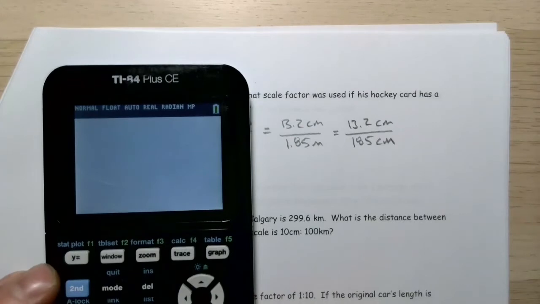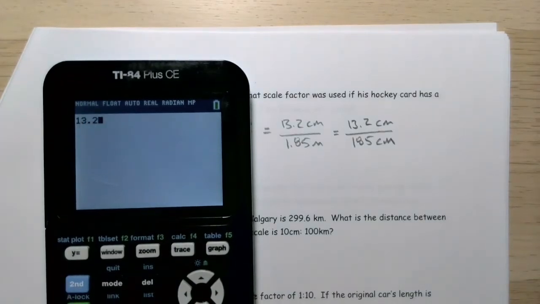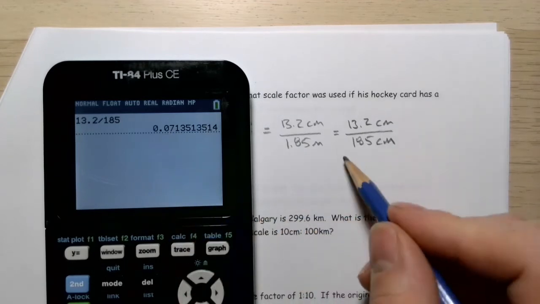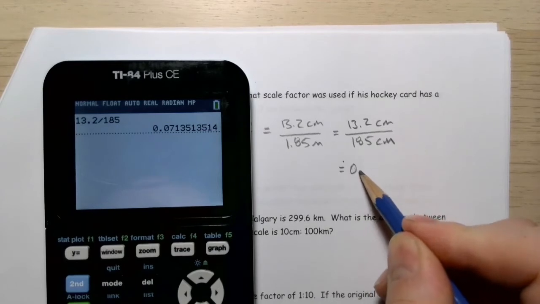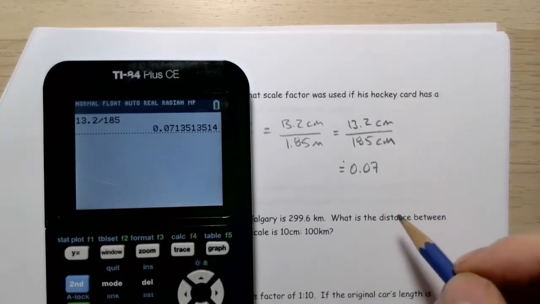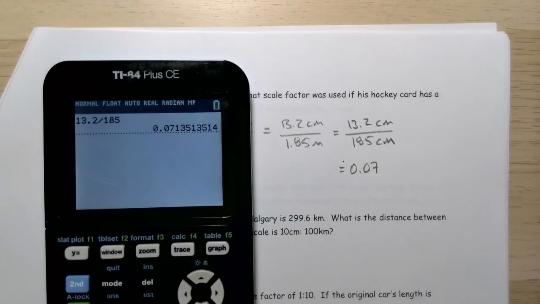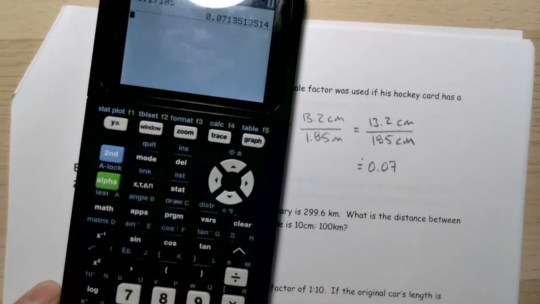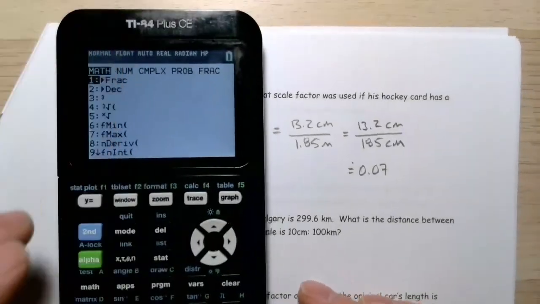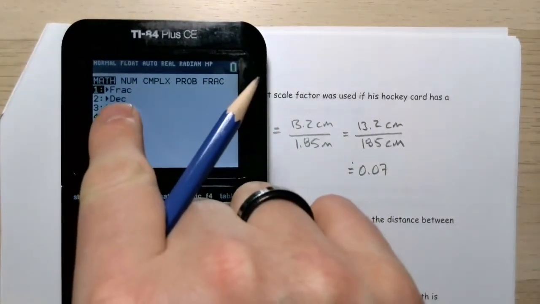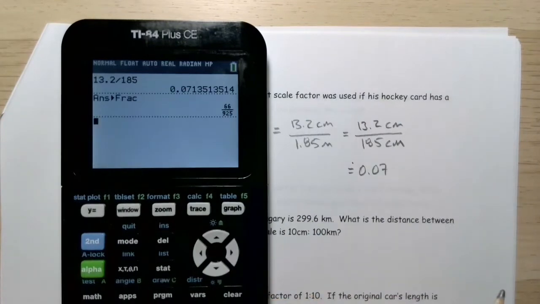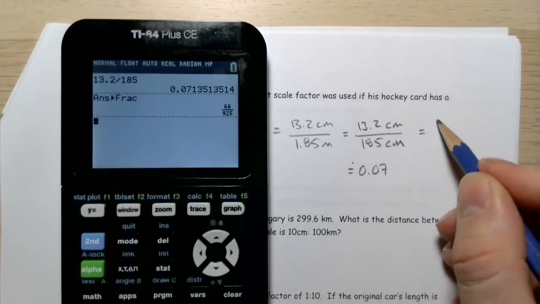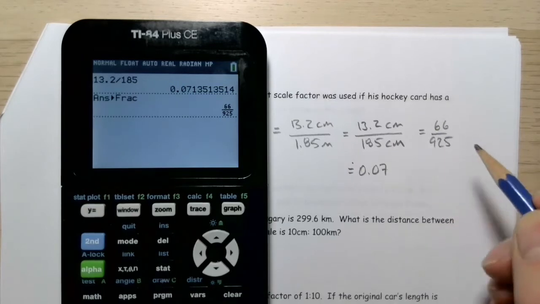I'm going to go to the calculator here. 13.2 divided by 185. That's kind of a crazy number here. So this is approximately 0.07 as my scale factor, which is clearly substantially smaller than 1. So this is a substantial reduction. However, I'm really just curious. Because of the calculator that I have here, I'm going to press my math button right now and take a look at something. The very first option I have is convert to fractions. I'm going to choose that. Okay, so I get 66 over 925 as my scale factor.